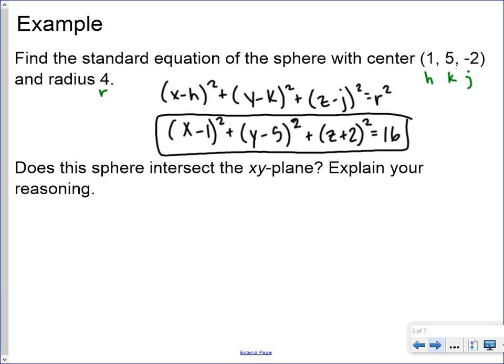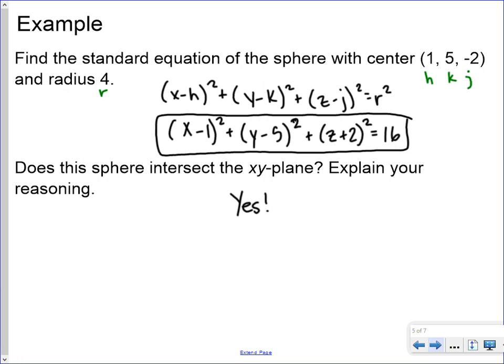What do we think? Yay or nay? Yay. Yay? Yes? Can someone explain why? Or how they reasoned that out? Ashley. I said because the radius is 4 and the center's only moved down 2, so it would come up above xy.